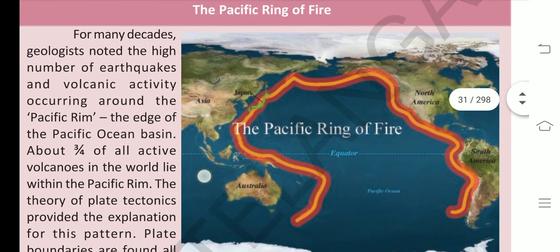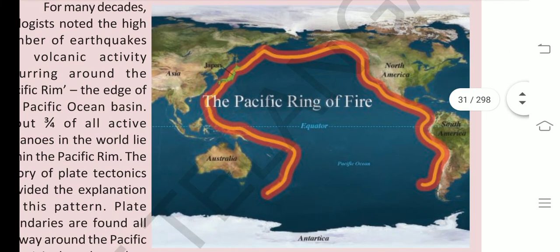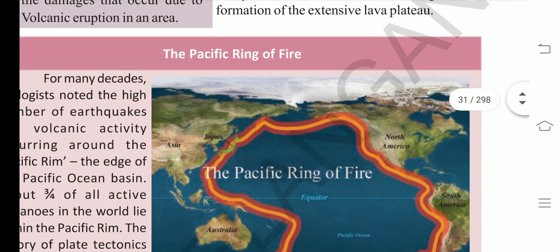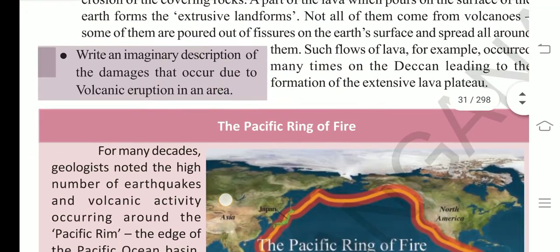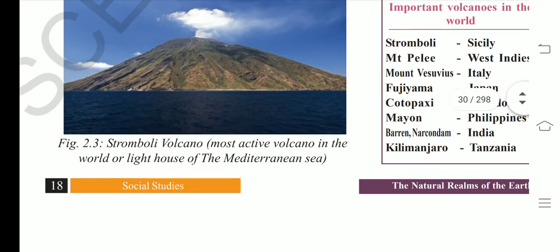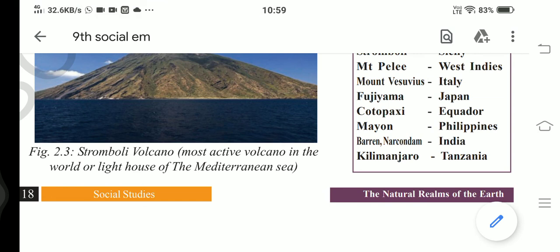So, my dear students, you have to draw this in your classwork and draw a line like this and write that it is the Pacific Ring of Fire. This is homework for you, a home assignment for you. Okay. Then another home assignment is that for these active volcanoes, identify where they are situated. There you draw a triangle and write it is Fujiyama. Understand?